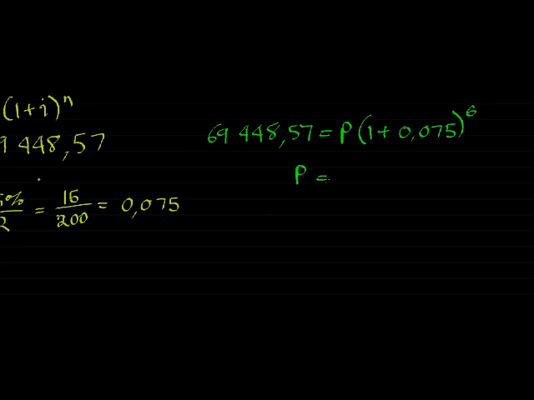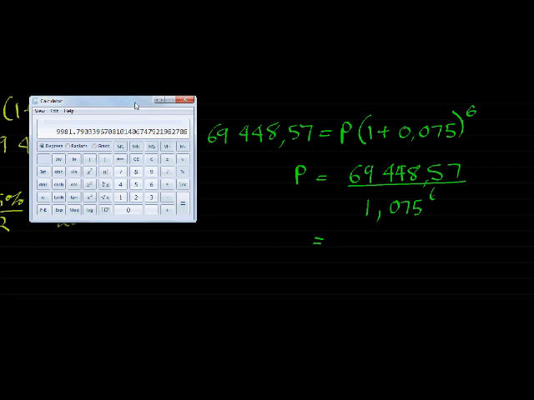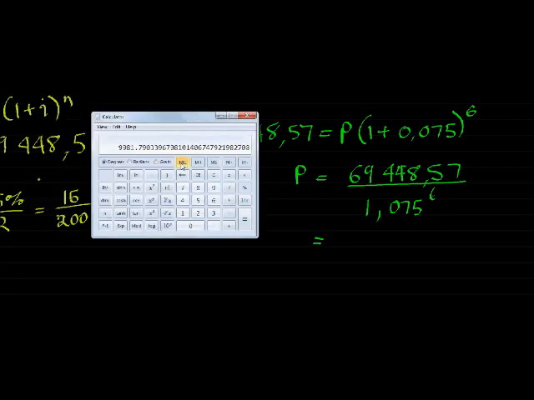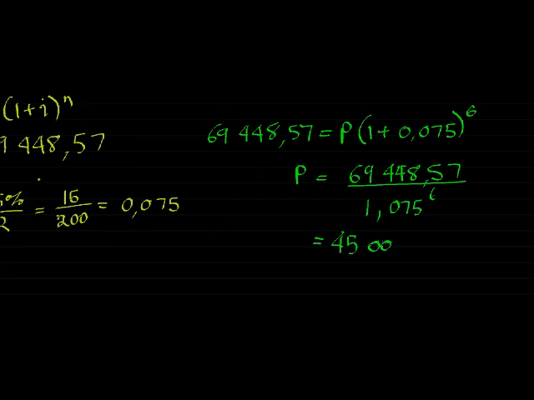So now solving for P is the solution to this problem. I actually just divide both sides by that bracket to the exponent 6, so that bracket is 1.075 to the exponent of 6. And using my calculator, I then get 69,448.57 divided by 1.075 to the power of 6, which means he borrowed initially 45,000 rand. That was his original amount borrowed from whichever person gave him the loan.